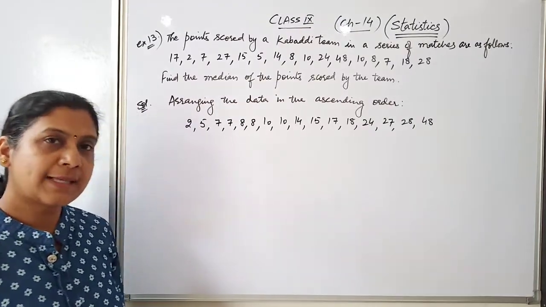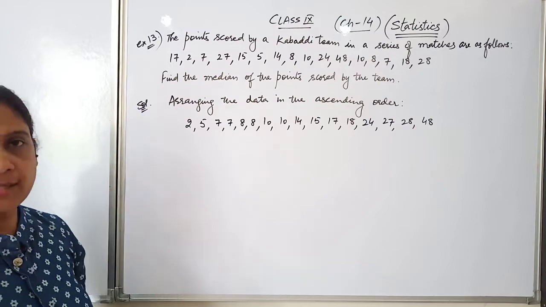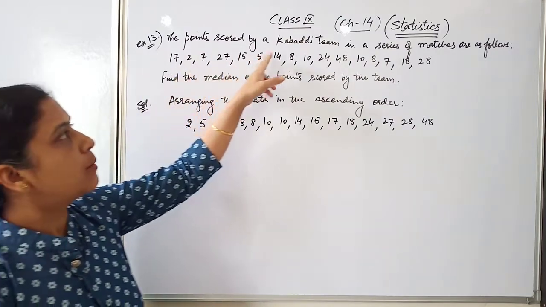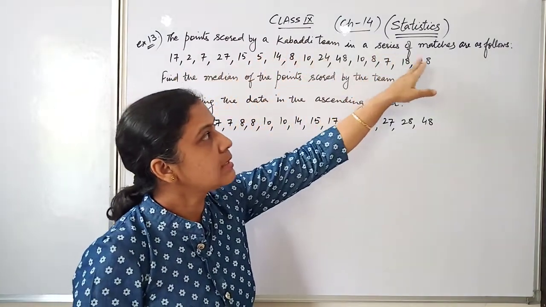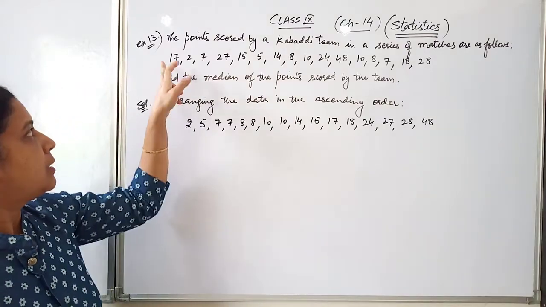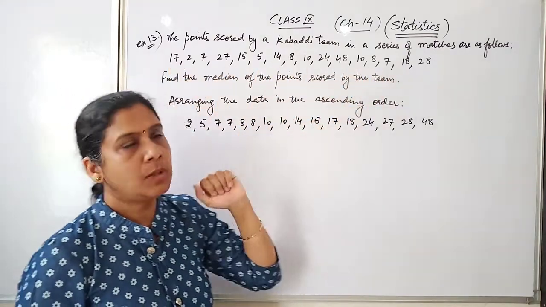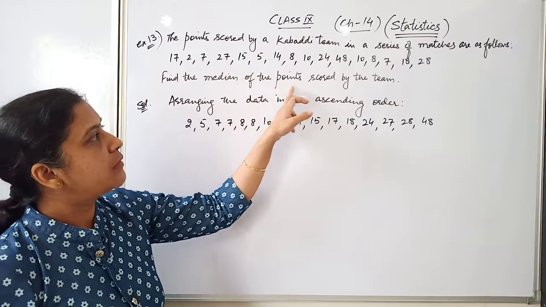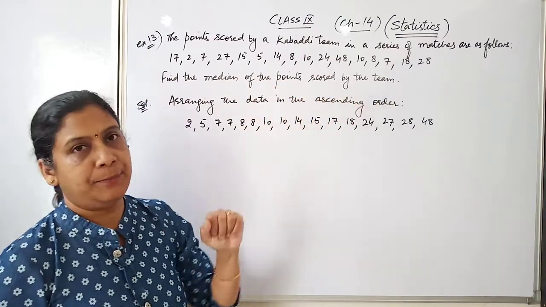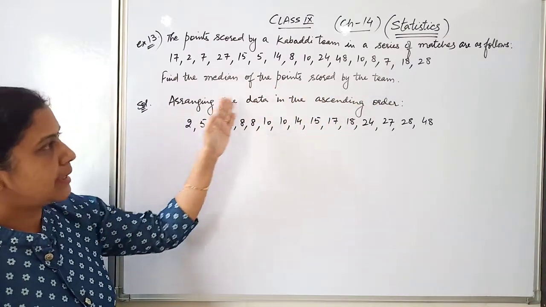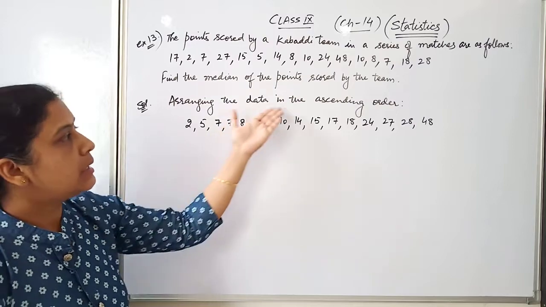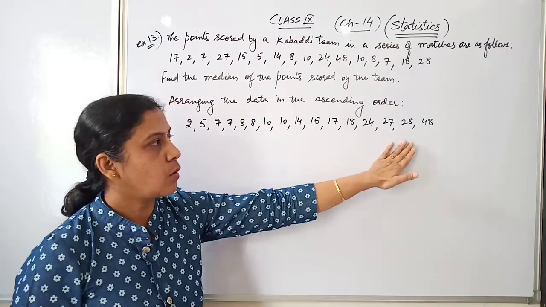Let's take one more example. Example 13 of the NCERT book. The points scored by a kabaddi team in a series of matches are as follows. All the scores are given to us. Find the median of the points scored by the team. So I have started the solution by arranging the data as usual. In ascending order, I have arranged all this data.